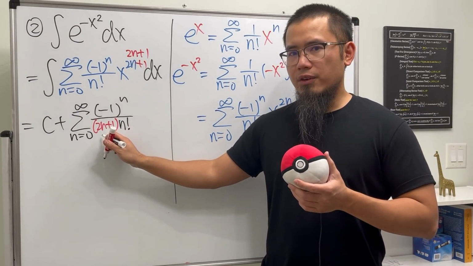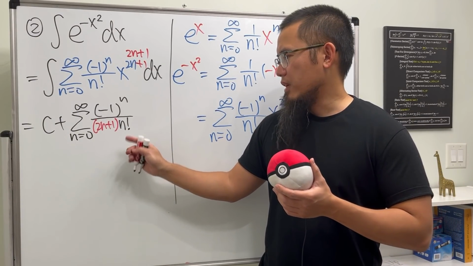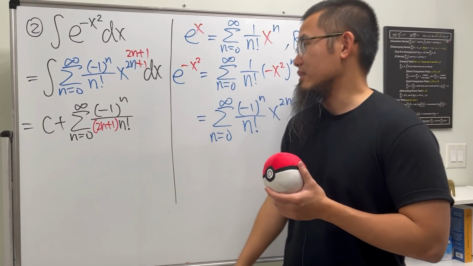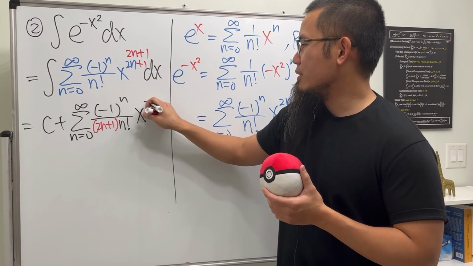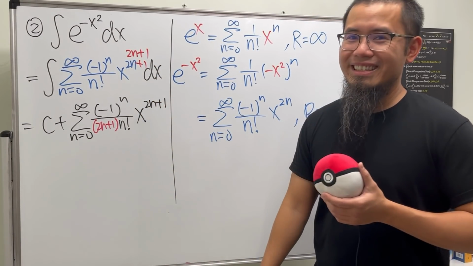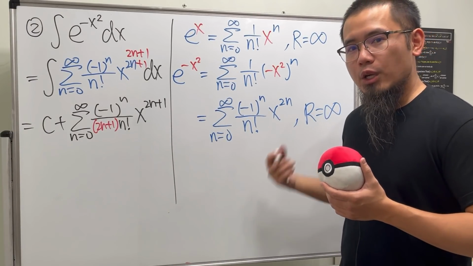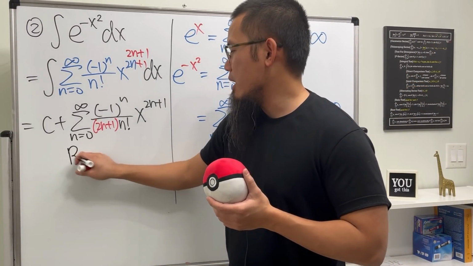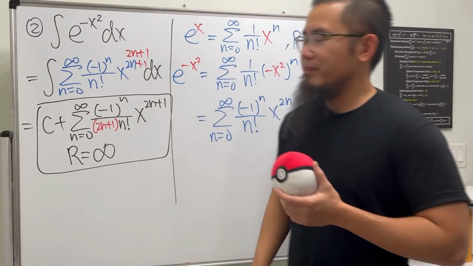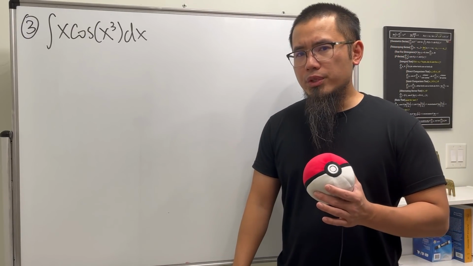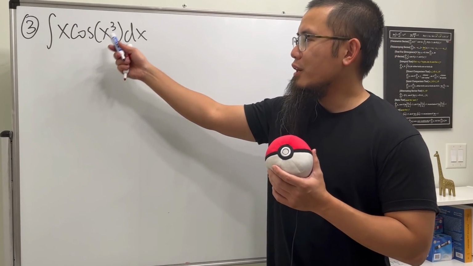Usually you want to write this down first before the n factorial because if you have the factorial right in the middle, that doesn't look that nice. But anyway, here we have x to the 2n plus 1. That's it. And then when we integrate a power series, the radius of convergence stays the same. So r is still infinity. And then that's it. Number 3, we are going to integrate x times cosine of x to the third power with power series.